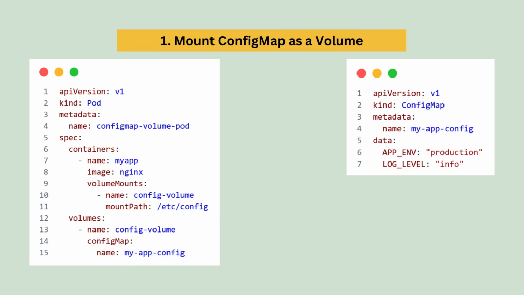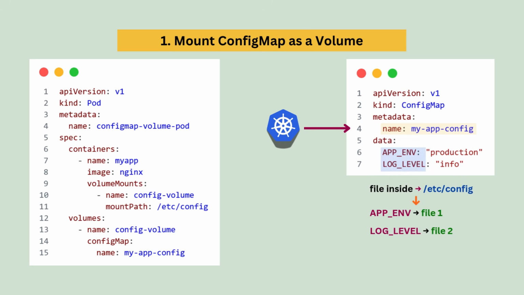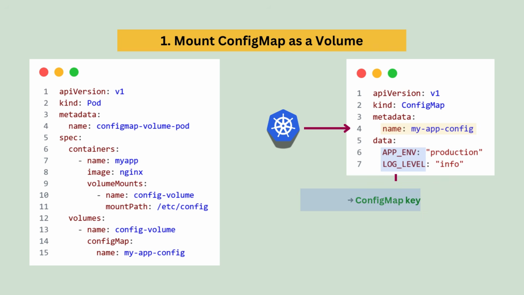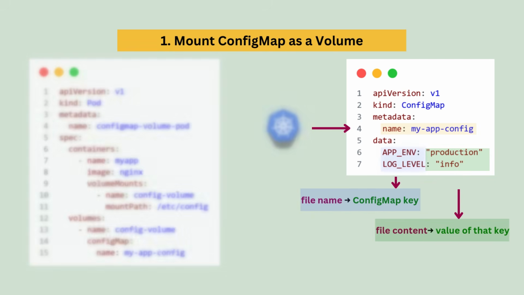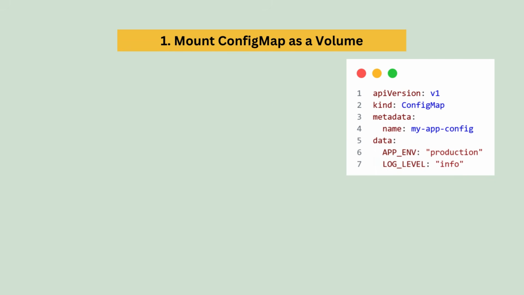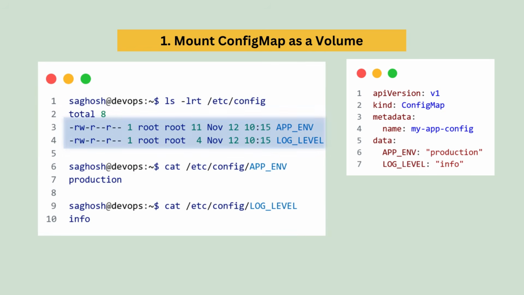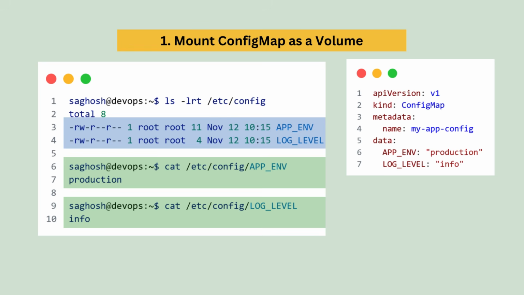And here's how it works step by step. Kubernetes looks for a config map called myAppConfig. Every key inside that config map becomes a file inside /etc/config. So the file name is the config map key and the file content is the value of that key. So if your config map looks like this, then inside the container you will see two files under /etc/config, app environment and log level. And the files would contain the values production and info respectively.